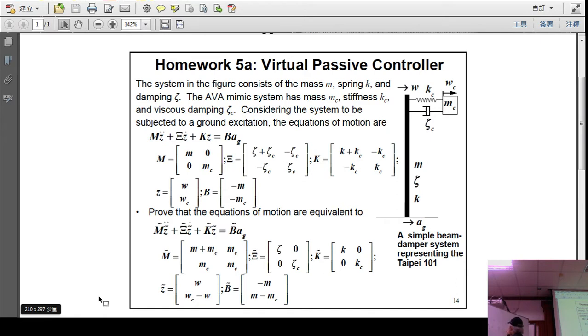WC dot minus W dot plus K0 and KC0, and this is W and WC minus W, and then this is equal to minus M minus MC, then times AG. Okay.